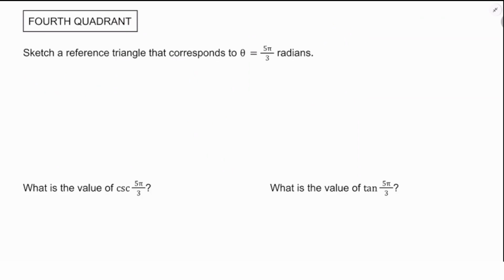Now let's move into the fourth quadrant. So we're going to start by sketching a reference triangle that corresponds to theta equals 5 pi over 3 radians. First, we need to think, where actually is this? 5 over 3, that's close to 6 over 3, which is 2.